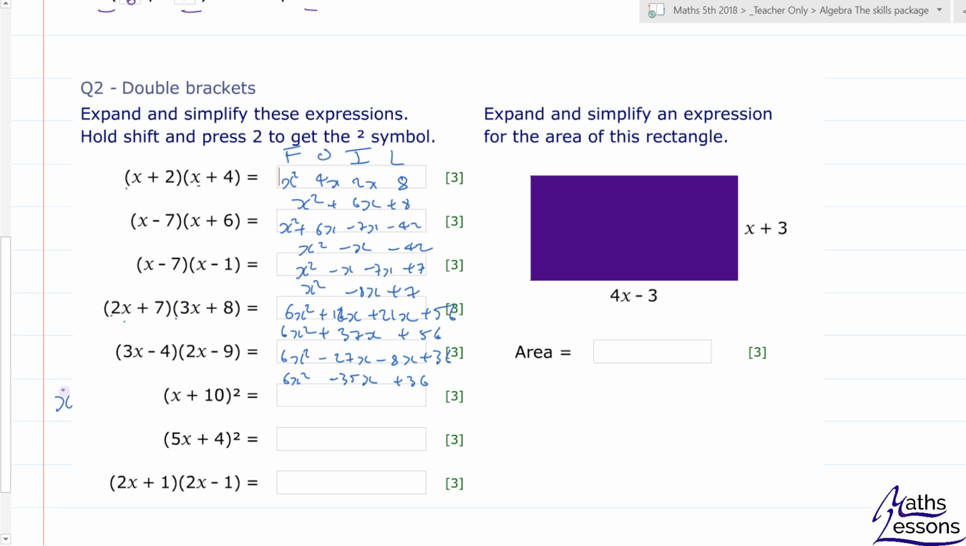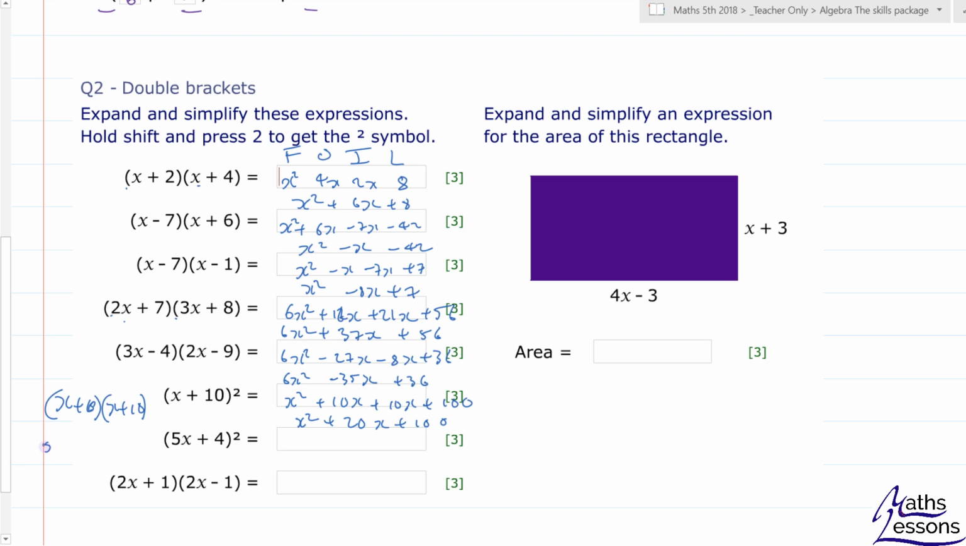Now this means x plus 10 times x plus 10. So our first two things x squared, outer two things 10x, inner two things 10x, last two things 100. So that gives me x squared plus 20x plus 100. Common mistake is just to write x squared plus 100 and forget it really means this times this.